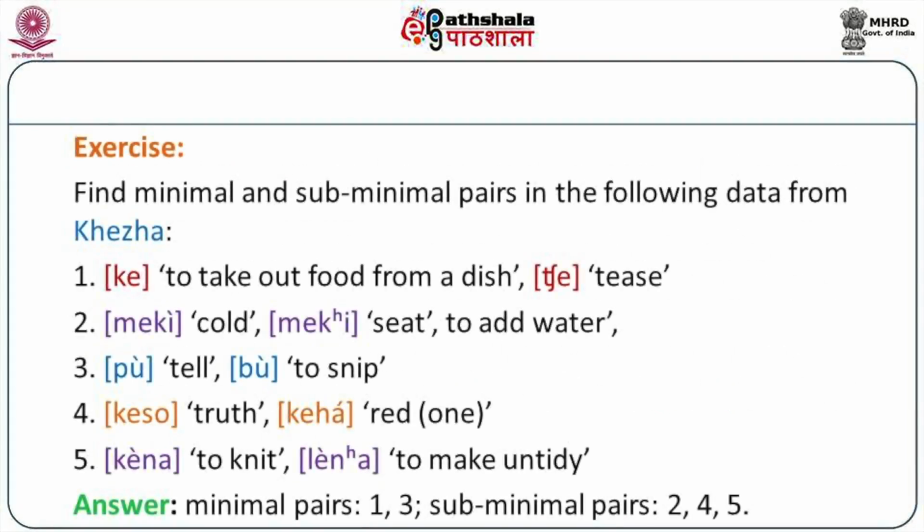Take a look at the pairs of words from Kheza and try to find those pairs which are minimal and those which are subminimal. I'll give you a cue here that the first pair of words is a minimal pair that helps us establish k and ch as the phonemes in the language. K means to take out food from a dish, and che means to tease. Find out which other pair is a minimal pair and which pairs are subminimal pairs in Kheza.